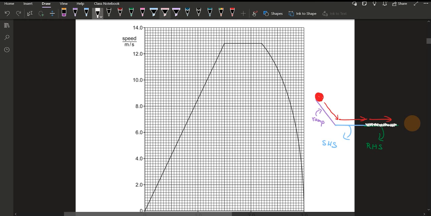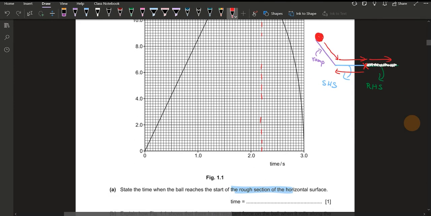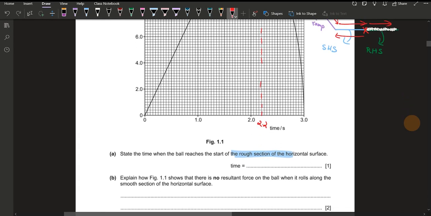As you can see here, the ball reaches the rough surface here according to our diagram, and before this the velocity of the ball remains constant. If we look at our graph, we can see that here the velocity is constant, and after this the velocity starts decreasing. So the time we need is this time. If I find out the time here, it's going to be 2.2 seconds. So we can write our answer here: 2.2.